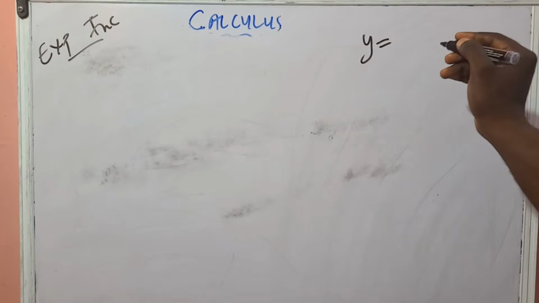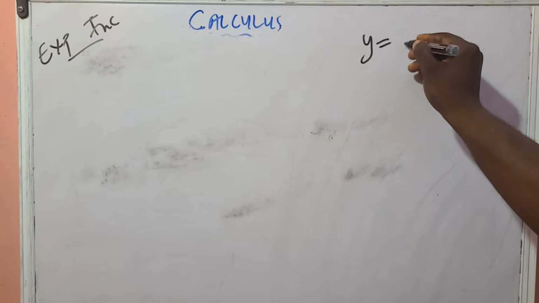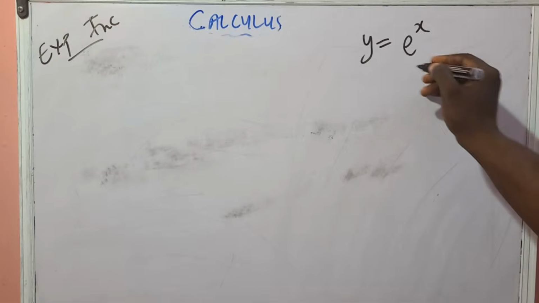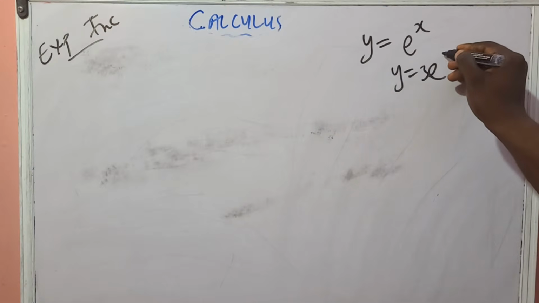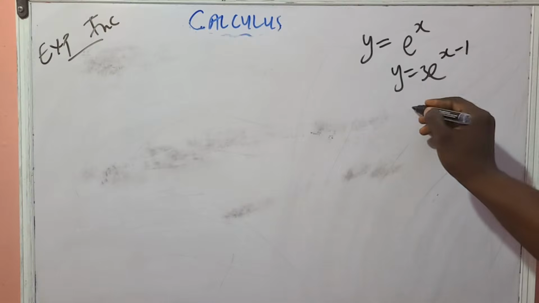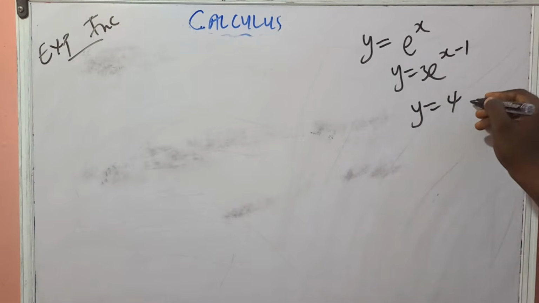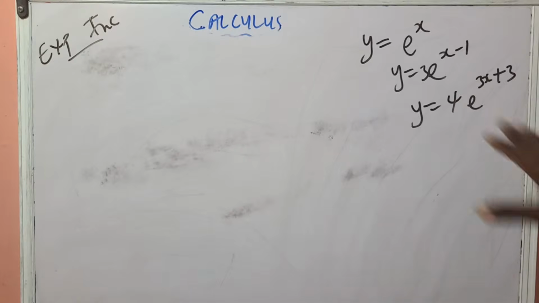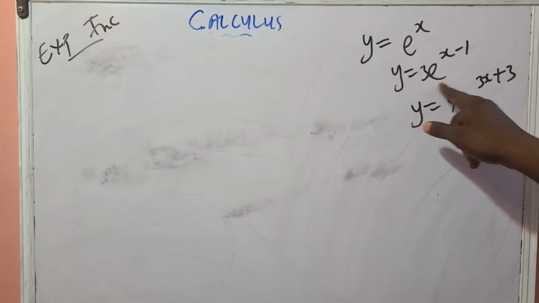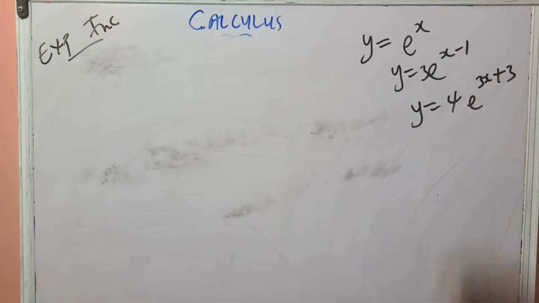For instance, y equals e raised to power x, or y equals 3e raised to power x minus 1, things like this, y equals 4e raised to power 3x plus 3. So these are all exponential functions. You see, all these are examples of exponential functions. This is the exponential part, and of course, these are all other variables around it.